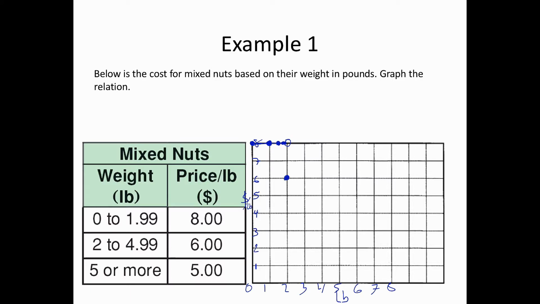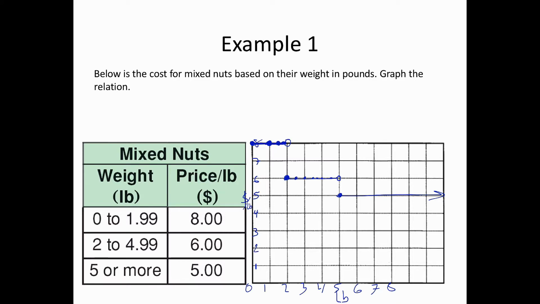Now from there, at 2 pounds, it's going to cost $6 per pound. At 2.5, at 3, at 4, at 4.5. But once we hit 5 pounds, it's going to jump down to $5 per pound. And it says for 5 or more, that means everything to the right of that. So I might switch colors here to make it a little more obvious. Or actually, let me just draw a thicker line for these.